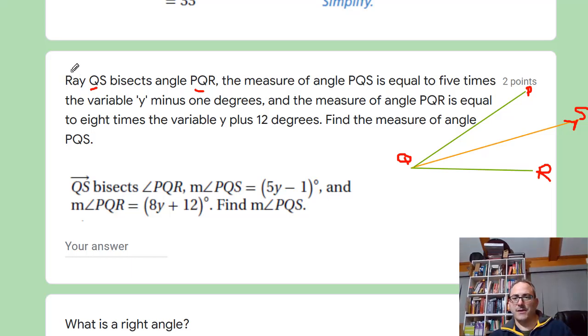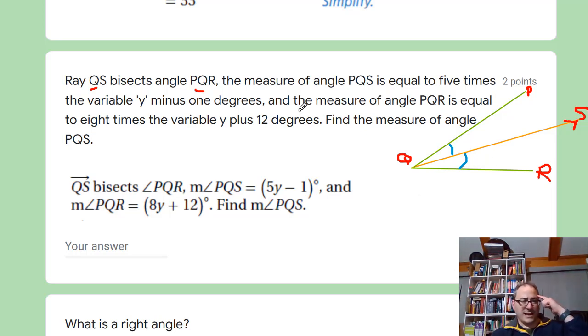All right, so let's think about what we got here. We got ray QS, there it is, ray QS. Bisects, cuts in half, angle PQR. Well, what do I know immediately about when something bisects an angle? It means it cuts it in half, which means both halves are equal. So I'm going to put these little arc marks in here. These little arc marks tell me that this is equal to that. I don't know what they are yet, but I know that this one is equal to that one.